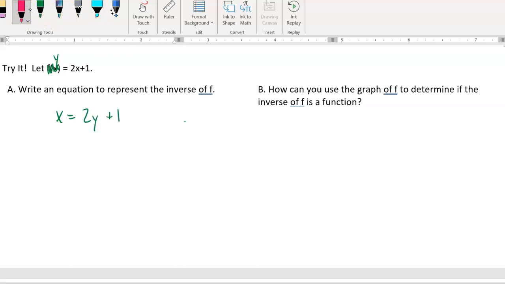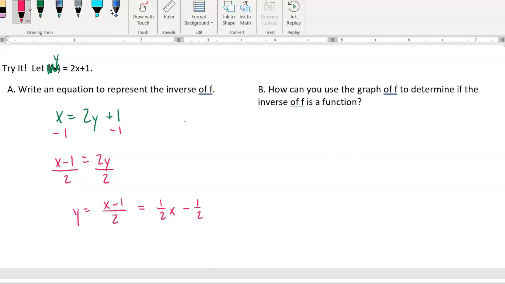And now the second step is to solve for y. So to solve for y, I'm going to start by subtracting 1 from both sides. So this will be x minus 1 equals 2y. And then I would divide both sides by 2. Now, technically, I could leave it like that, but I want to write this better. So this would be the same as dividing both the x and the negative 1 by 2. So yes, you could write it as x over 2, but I'm going to write it as 1/2 x minus 1/2. It's the same thing.